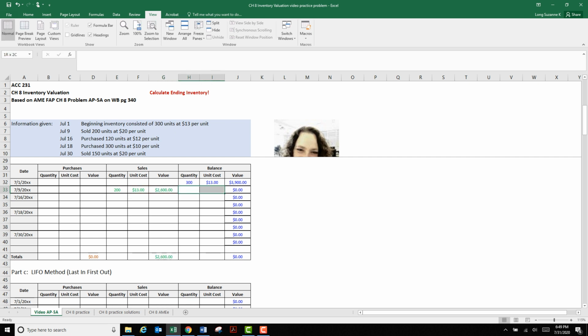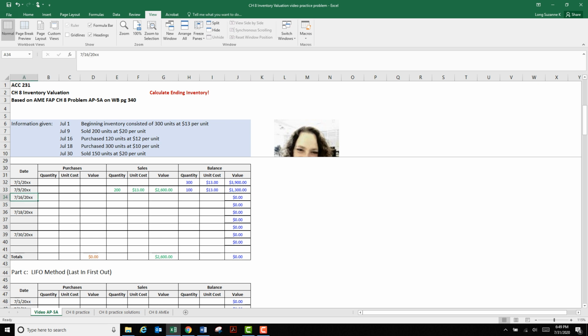Now we're going to see how many are left. What's our balance on July 9th? So we had 300, subtract 200, so we've got 100 left at 13. And there's that multiply formula. 100 times 13, 1,300 as of the 9th.